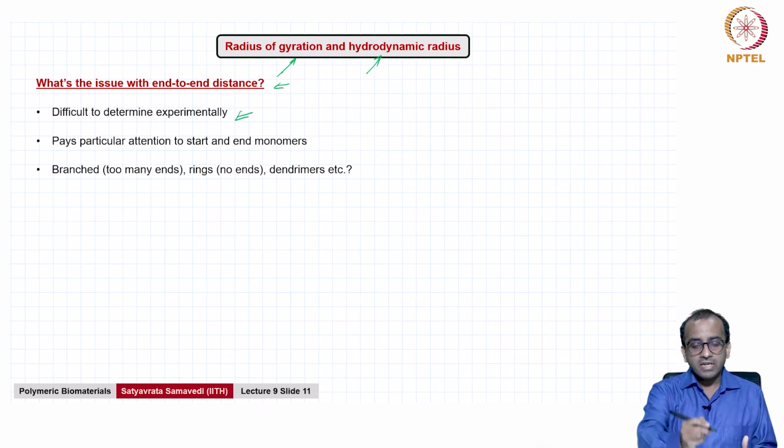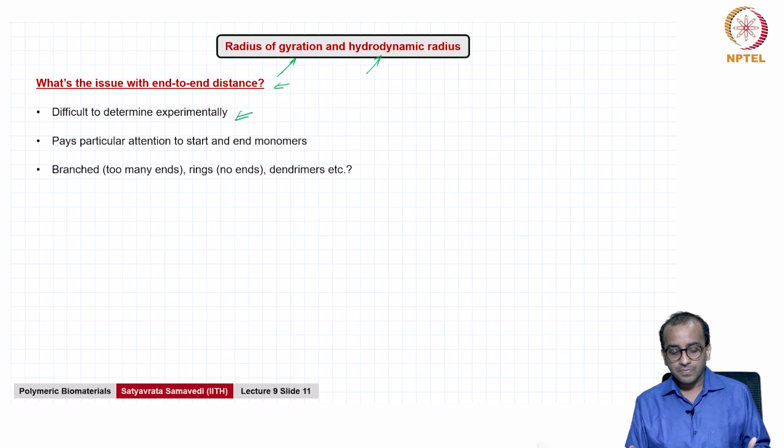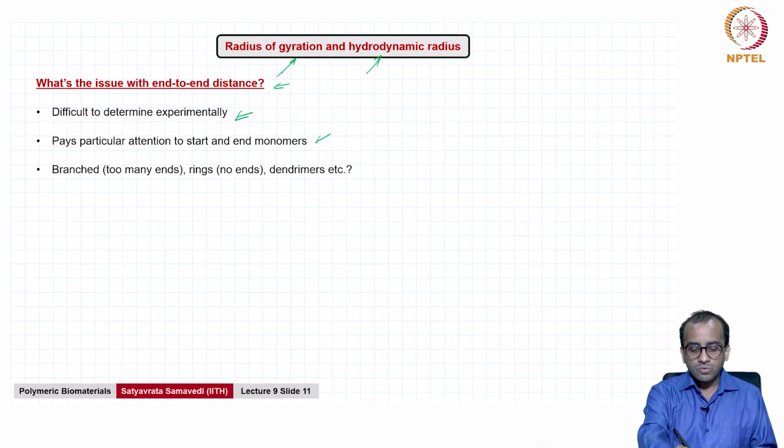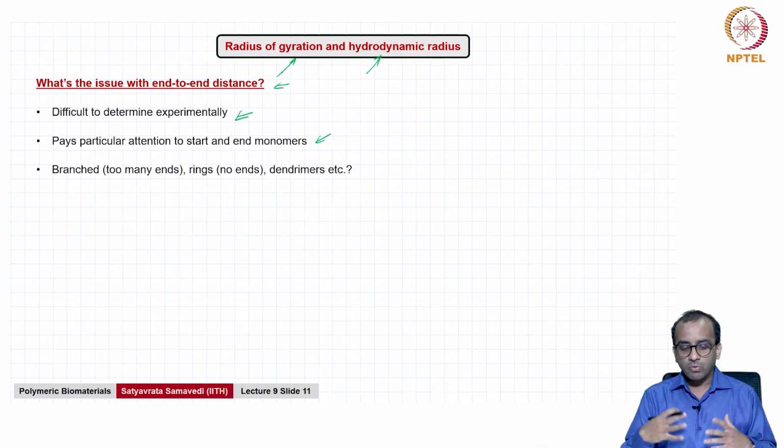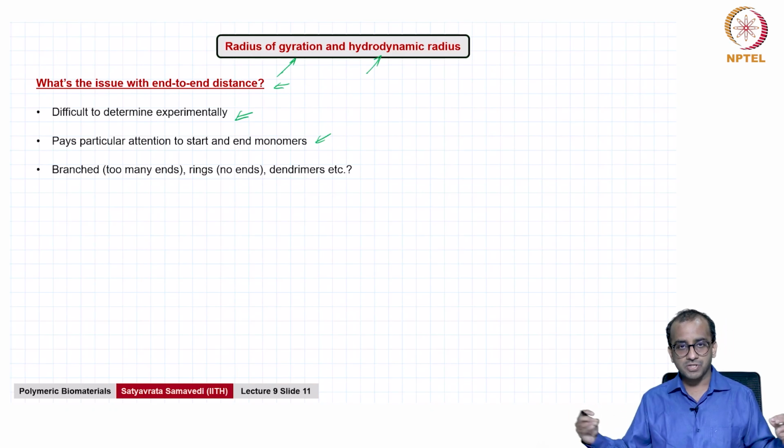Firstly, it is not a very easily experimentally accessible quantity. And what is important here is the root mean square end to end distance also pays particular attention to the start and the end monomers. While for a chain, all monomers are important, it somehow seems to pay very special attention to the starting and the ending mers. And as you could have correctly guessed by now, the root mean square end to end distance works very well primarily for linear long polymers.